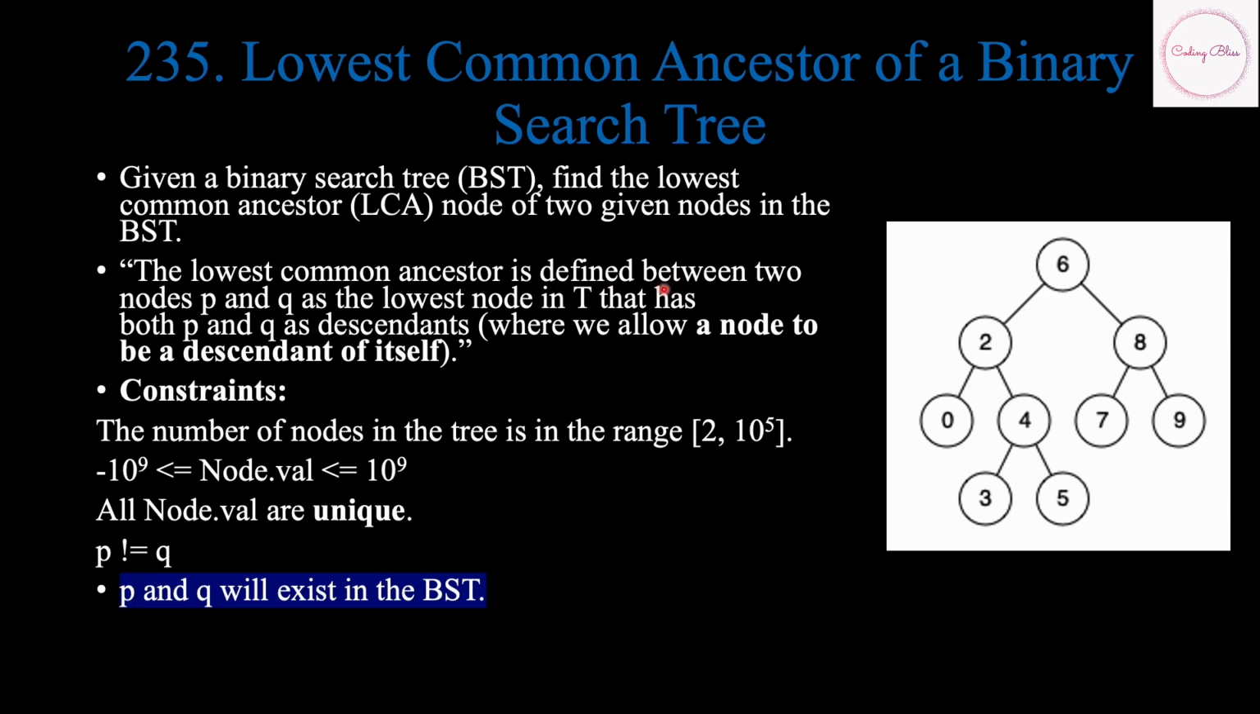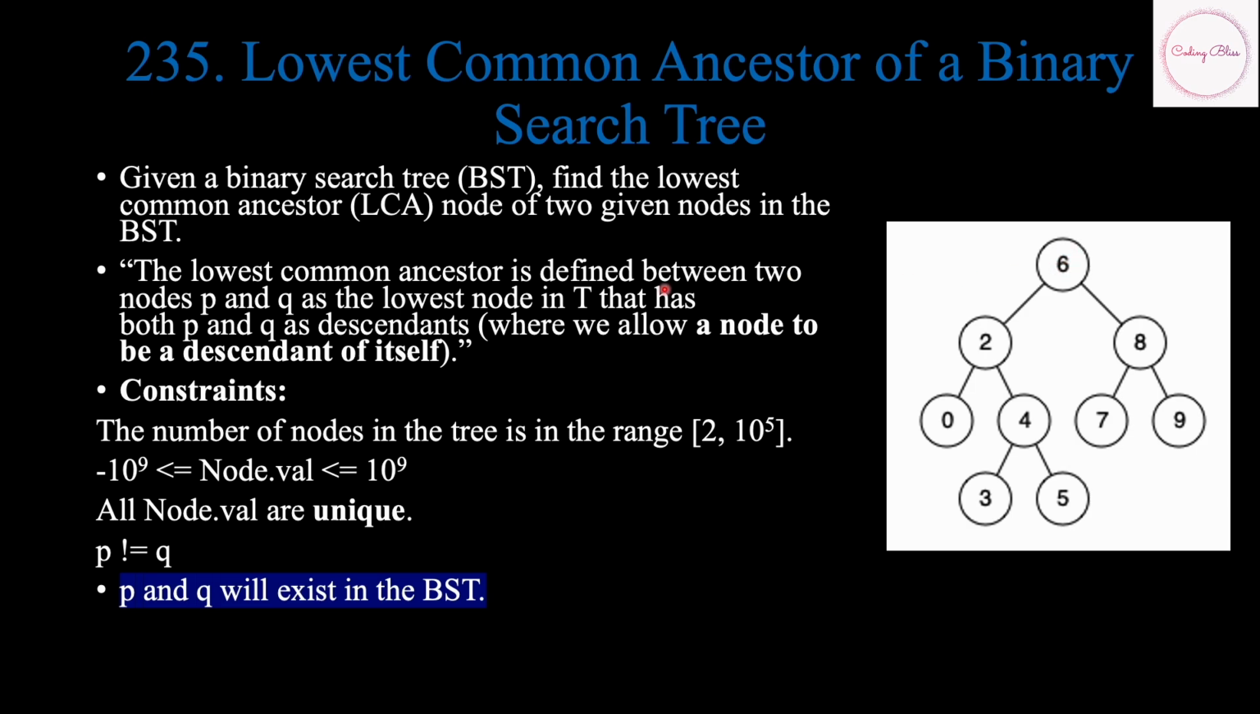It is defined between two nodes P and Q as the lowest node in T that has both P and Q as descendants. So basically what this refers to is, for example, assume that I have 4, and maybe let's take 4 and 0. Then 2 is the lowest common ancestor for 0 and 4. And if we take 4 and 8, then the lowest common ancestor is 6.